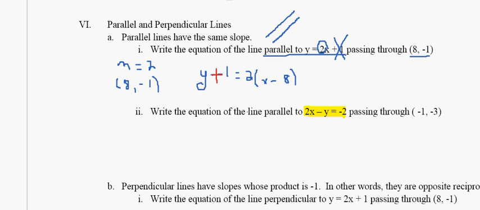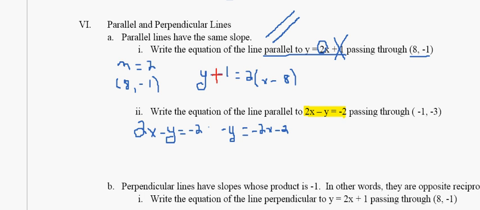Okay, in the next equation, the only difference here is that this equation is not in slope-intercept form. So it's a little difficult to recognize the slope. So before I can write the equation of the line that's parallel to this one, I need to know the slope of this line. So I have to do a little bit of work. I have to take this equation and put it into slope-intercept form before I can identify the slope.